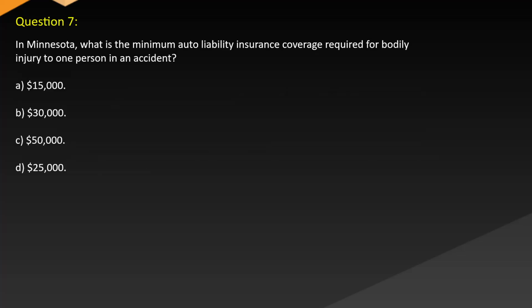Question 7. In Minnesota, what is the minimum auto liability insurance coverage required for bodily injury to one person in an accident? A. $15,000. B. $30,000. C. $50,000. D. $25,000.